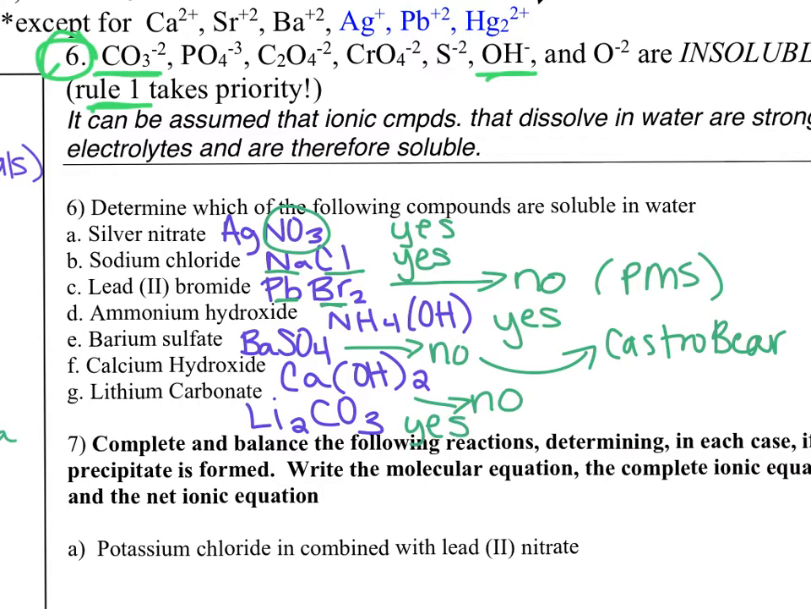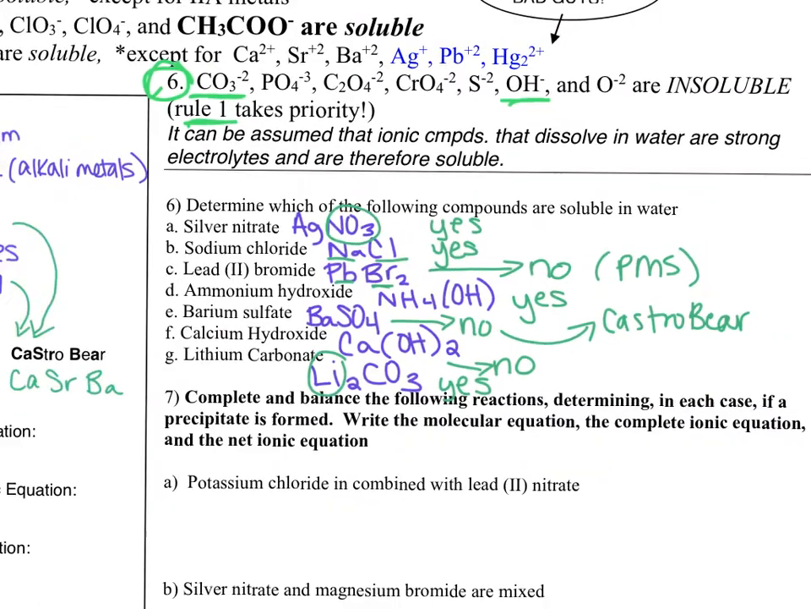Because carbonates tend to be insoluble. So what does? Group one. The group 1, lithium, does. Okay, good. All right, cool. So that leads us to the next little bit.